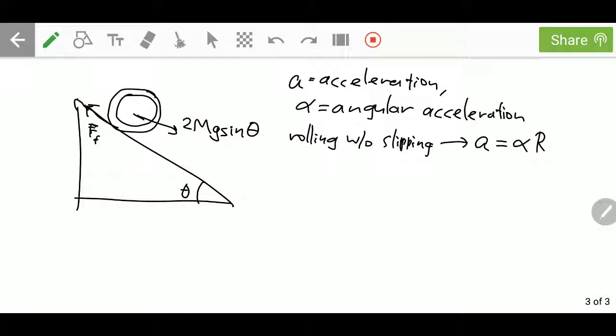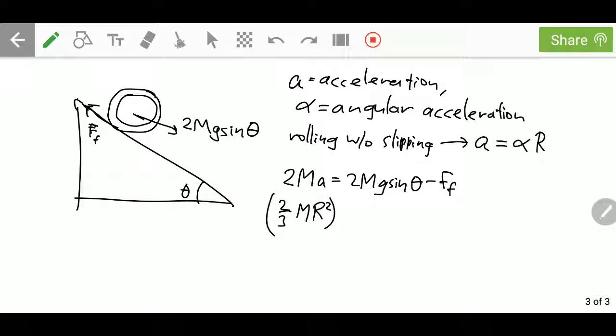And now we can ask, what are these two quantities? Well, we know that 2ma will equal 2mg sine theta minus the frictional force, by Newton's second law. And we know that the moment of inertia, which for the sphere, remember, that's just what matters, is 2/3 mr squared. That's the moment of inertia of the shell, and that's what will actually rotate.